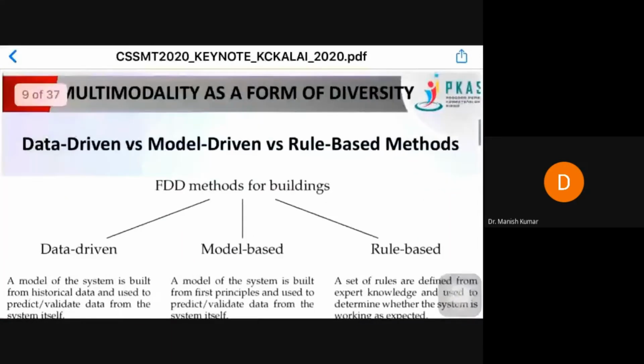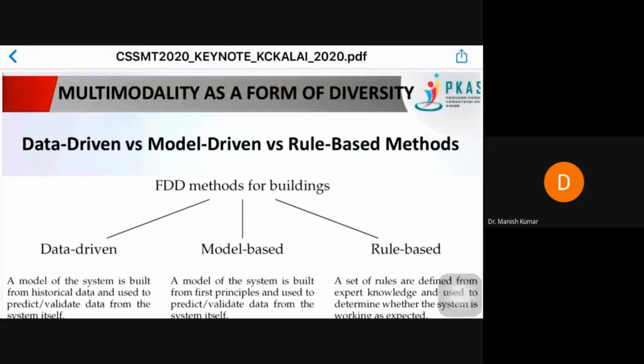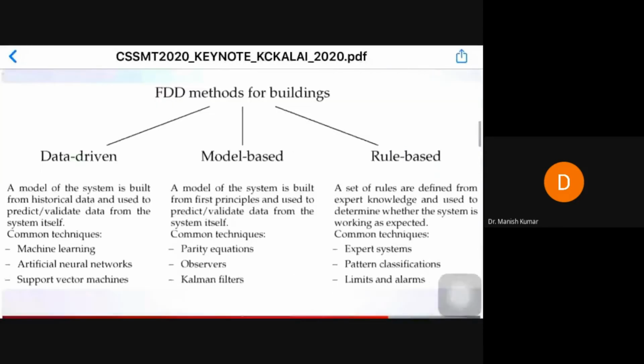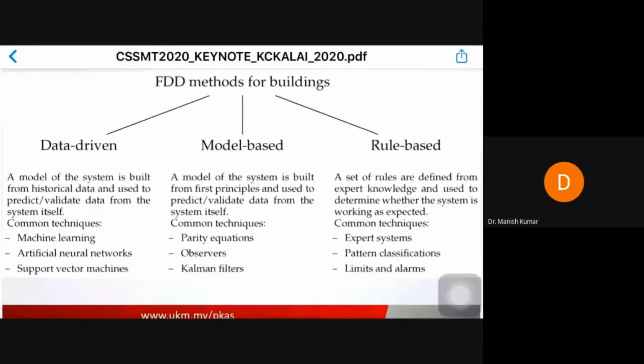When we want to go into multimodality, my recommendation is always to look at this approach: data driven versus model driven versus rule based methods. Most of us are very familiar with rule based methods. So how can I move my understanding of rule based methods into model driven or data driven? Here we have the methods for building: data driven, model based, and rule based. In data driven, a model of the system is built from historical data and used to predict and validate data from the system itself. The common techniques here are machine learning, artificial neural networks, and support vector machines.